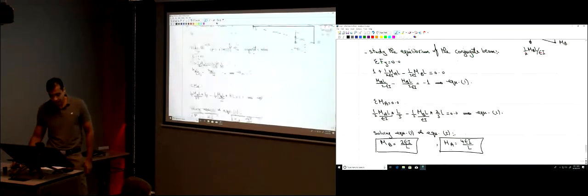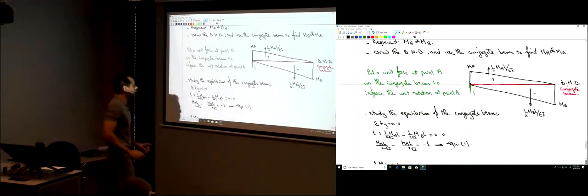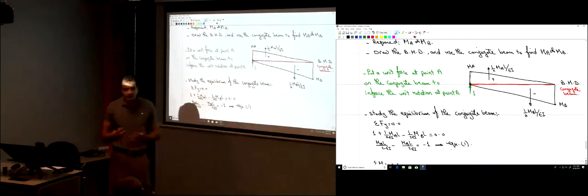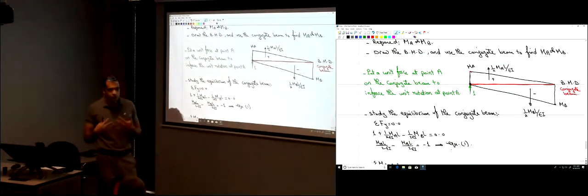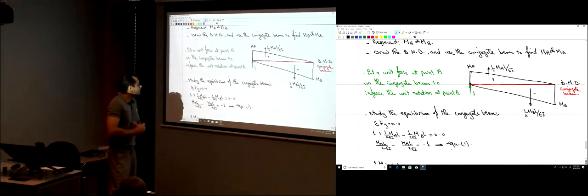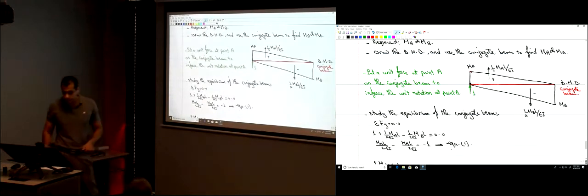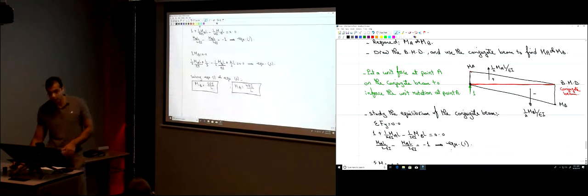So, the thing is, just before going, why didn't we divide this one by EI? Because this represents the rotation. The rotation is 1, right? So it's not 1 divided by EI. It's just 1. So now those are the moments due to a unit rotation at point A.